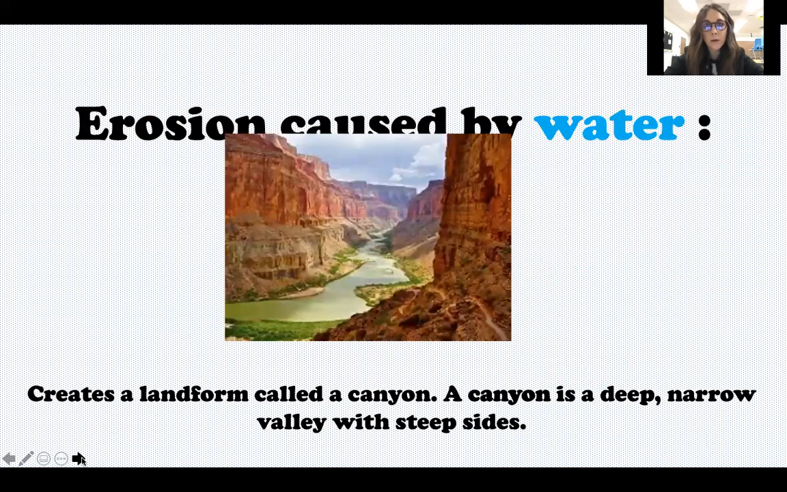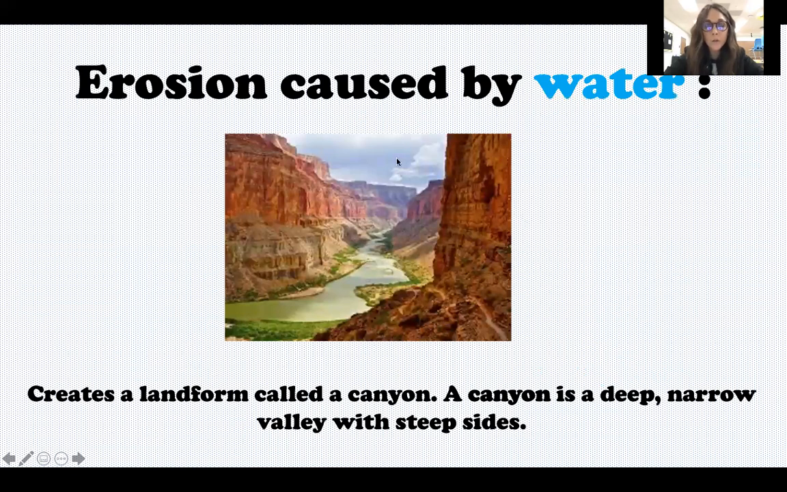Erosion can also be caused by water. This creates a landform called a canyon. A canyon is a deep, narrow valley with steep sides. So this is a picture of the Grand Canyon, which is the largest canyon, I know for sure, in North America. It may be the world, but don't quote me on that. I'll look it up. At the bottom of a canyon, there's water flowing, a river, like in the Grand Canyon, it's the Colorado River.